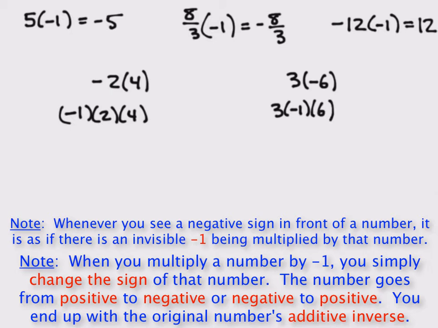And so now in each of these examples, we've got three numbers being multiplied by one another. And by the commutative property of multiplication, we can multiply them in whatever order we want. So in our first example, what I would do is multiply the 2 and the 4, and we get 8. So we have -1 times 8, which we know is -8.